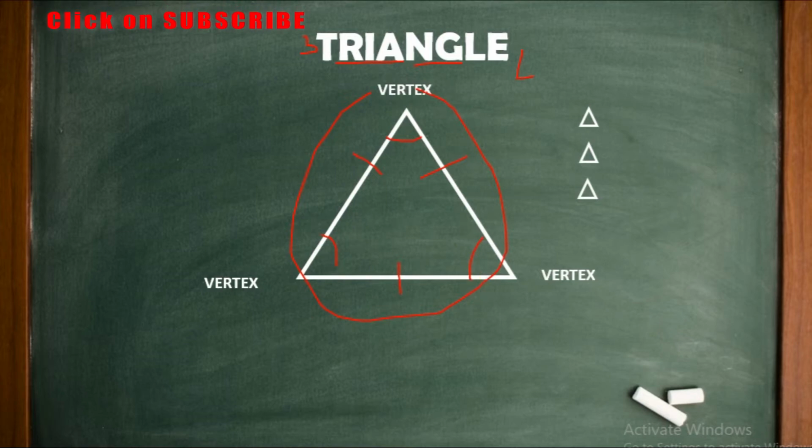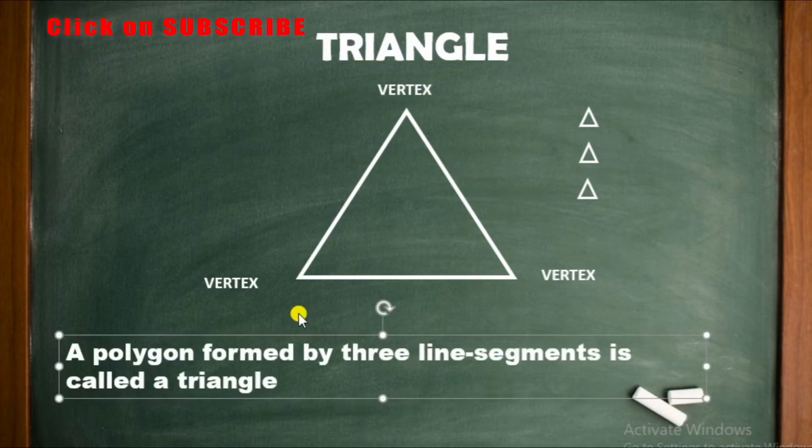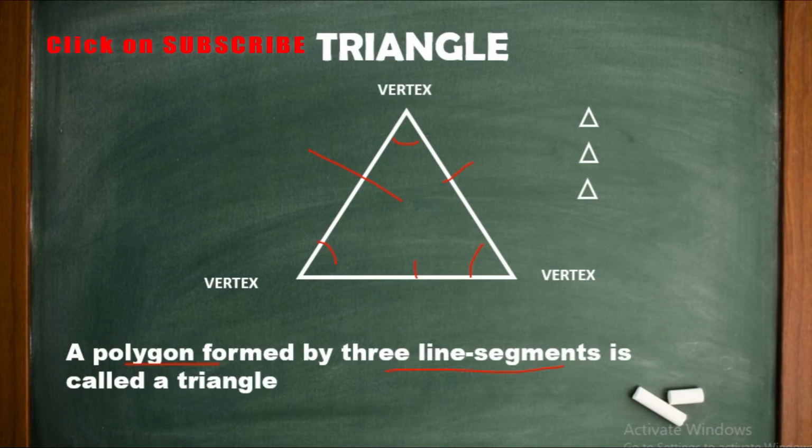So now we can define triangle as a polygon with three line segments. A polygon with three line segments, 1, 2 and 3. So there are three line segments in a triangle and three angles also, one angle, two angle and three angle. So in a triangle there are three line segments and there are three angles.